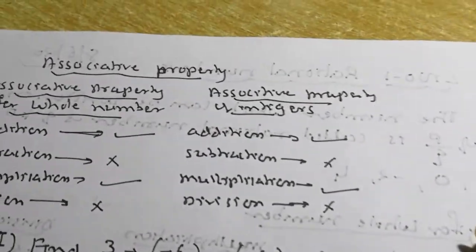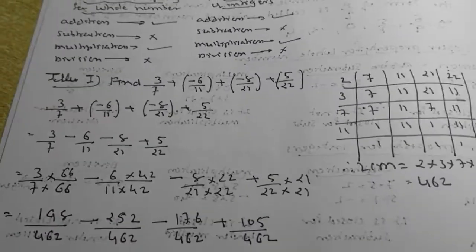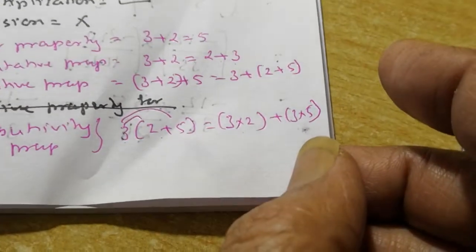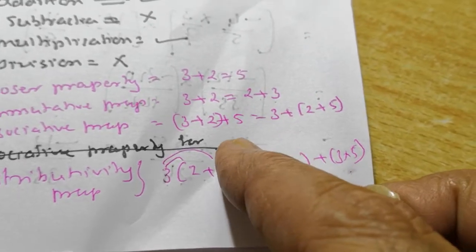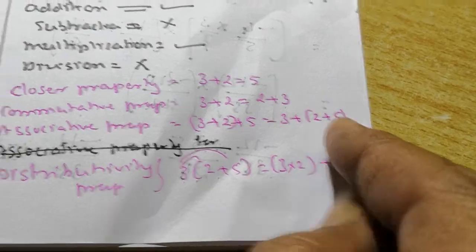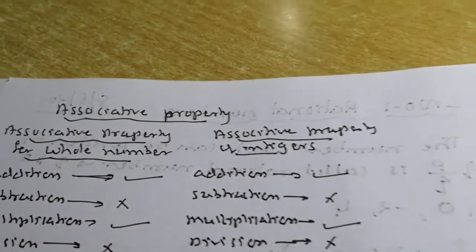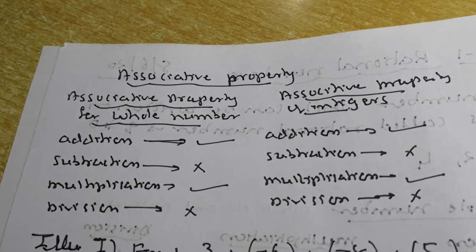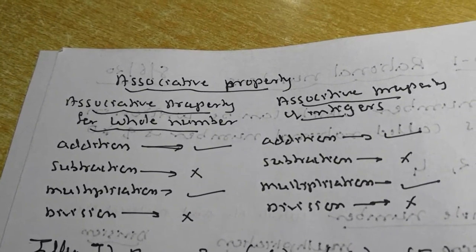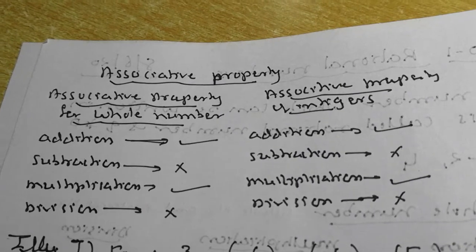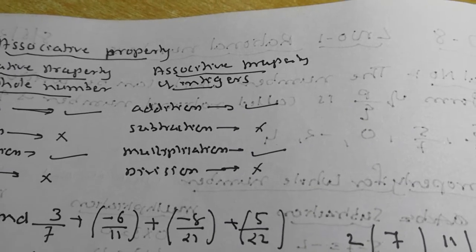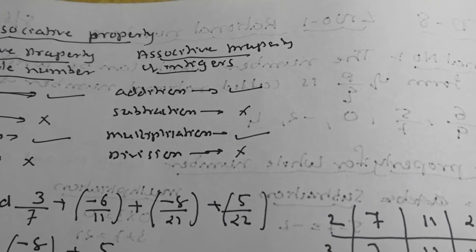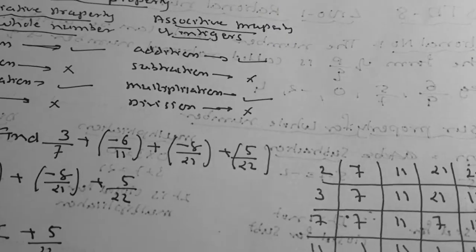Now, associative property. As I showed you, with 3 numbers, any 2 numbers you add first and then add the third number, or any 2 numbers you multiply and then multiply by the third number, the answer will be the same. 3 plus 2 plus 5 is equal to 3 plus 2 plus 5. That is associative property. So associative property of whole numbers is possible for addition and multiplication. It is not possible for subtraction and division. Same way for rational numbers, it is possible for addition and multiplication, but not for subtraction and division.